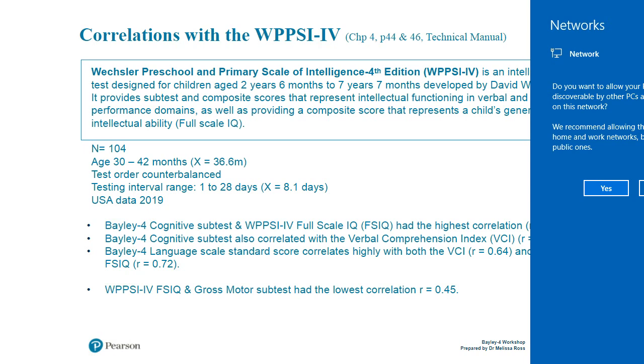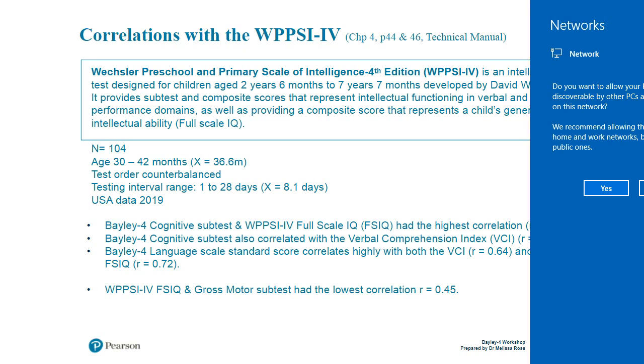Based on a sample of 104 children aged 30 to 42 months, as expected, the cognitive scale score on the Bayley produces the highest correlation with the full-scale IQ of the WPPSI-4, with a correlation of 0.79. The language scale standard score correlates highly with both the verbal comprehension index and the full-scale IQ. This pattern of correlation suggests that in the 30 to 42 month age range, the cognitive and language scales assess a construct similar to general intelligence, measured by the WPPSI-4.